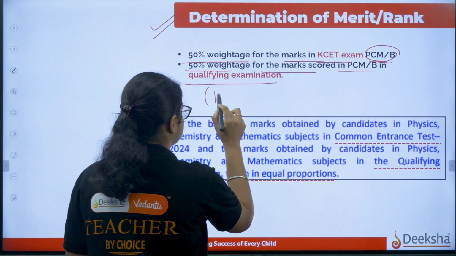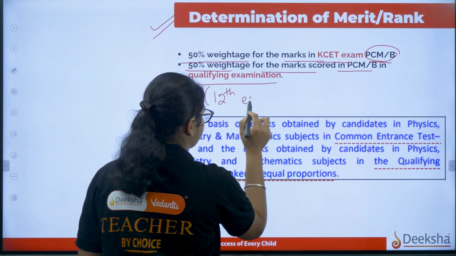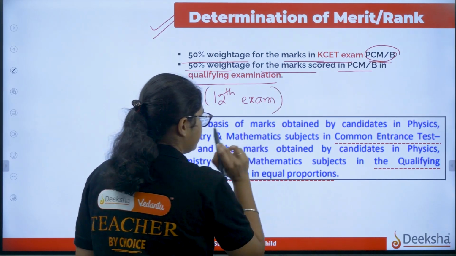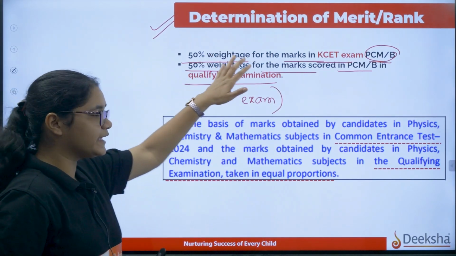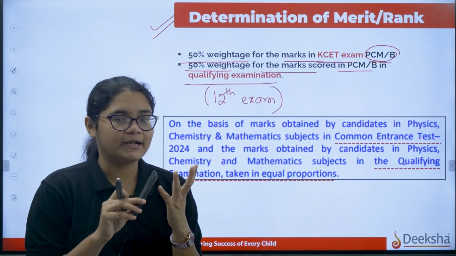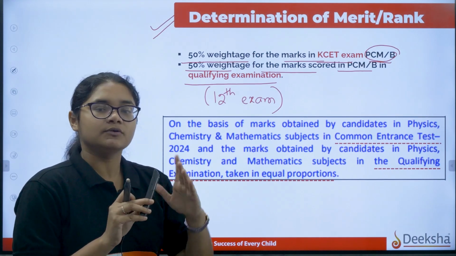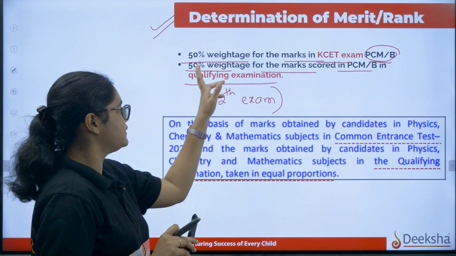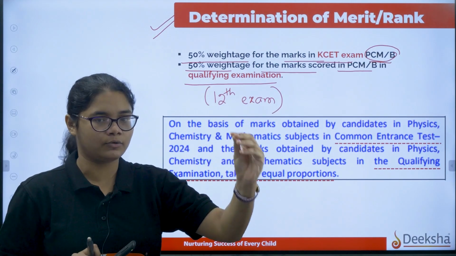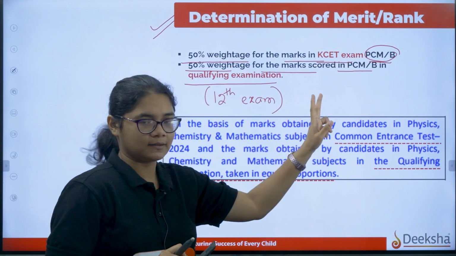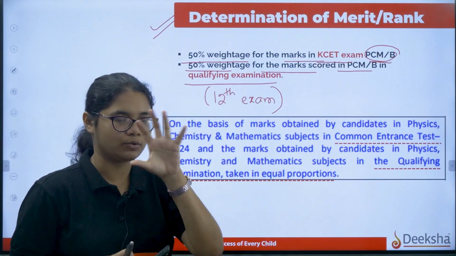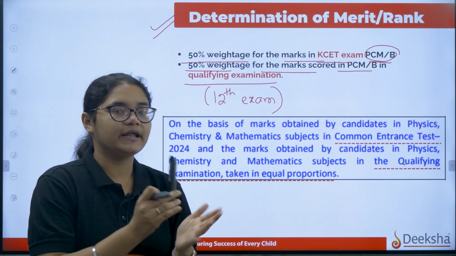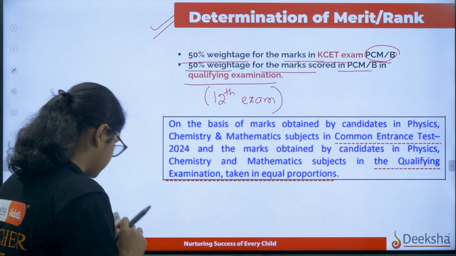Qualifying examination means your 12th exam, whichever board you are writing. So in the KCET exam, if you have selected PCM subjects, whatever total marks you have got, take 50% of that. And in the qualifying exam, that is your 12th board exam, in the same subjects, however many total marks you have in these three subjects, take half. We'll see one example.